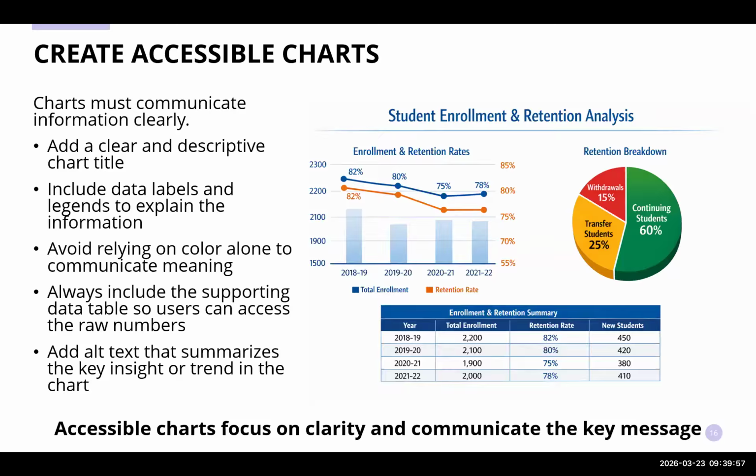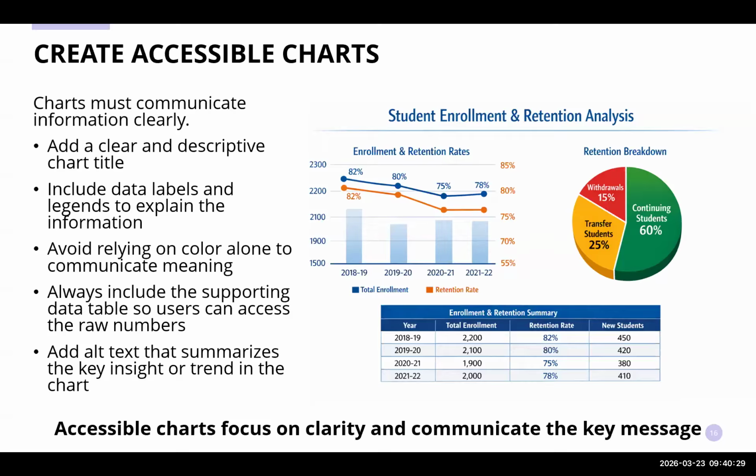This is again very important because it explains the information in the chart, like what each color or line represents, and do not try to rely on color alone to convey any information. For example, if red represents expenses and blue represents revenue, also include the same labels and legends so that the meaning is very clear. It is also very important to include the supporting data table.